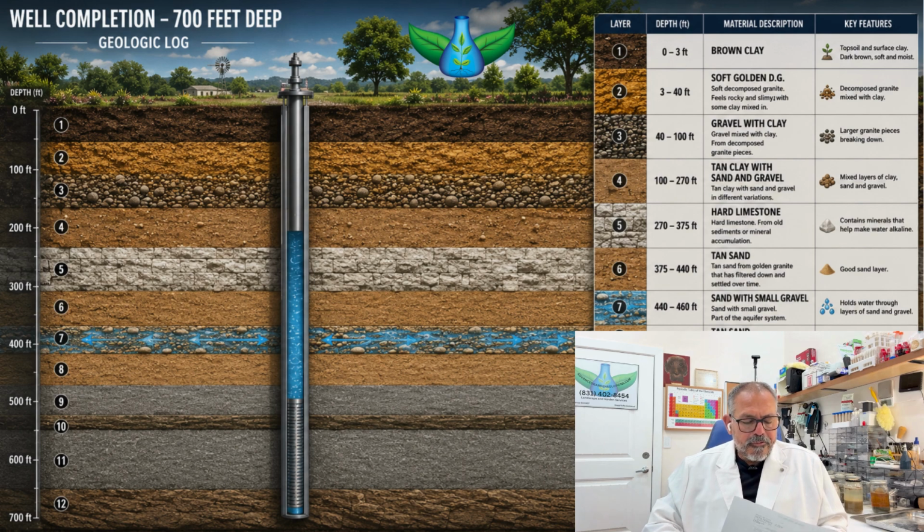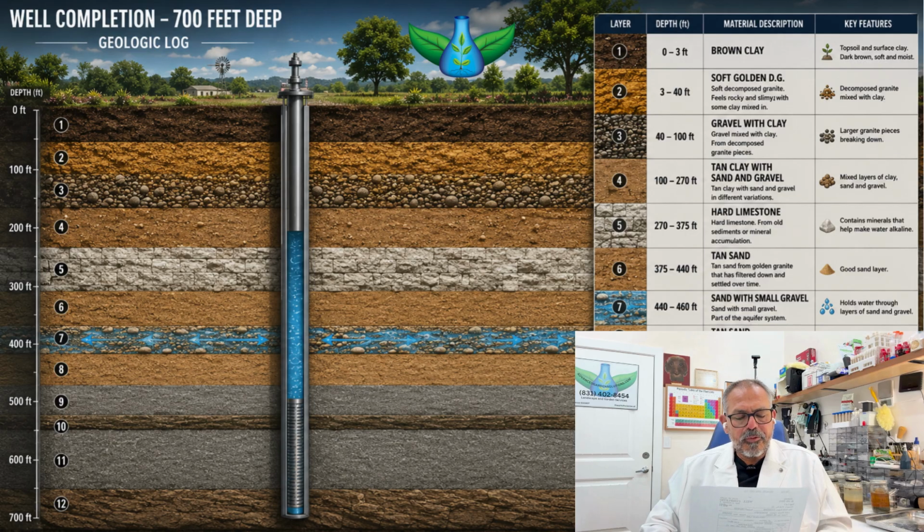Below that, from 40 to 100 feet, we have gravel with clay. Like I said, these come from larger granite pieces as they decompose. From 100 to 270 feet, we have tan clay with sand and gravel in different proportions. Then from 270 to 375 feet, we have limestone. This could come from old sediments or mineral accumulation. Limestone is one of the things that makes our water alkaline.